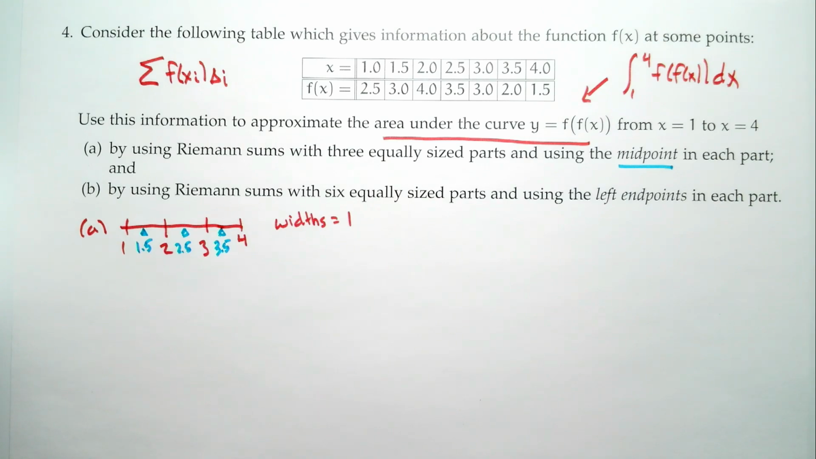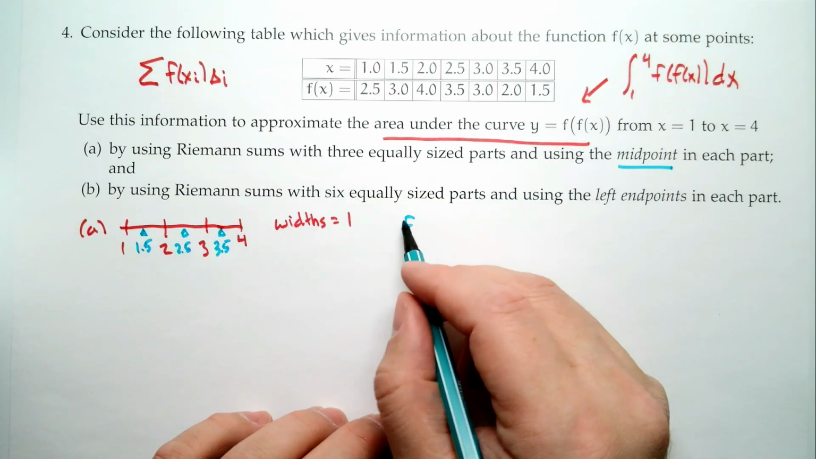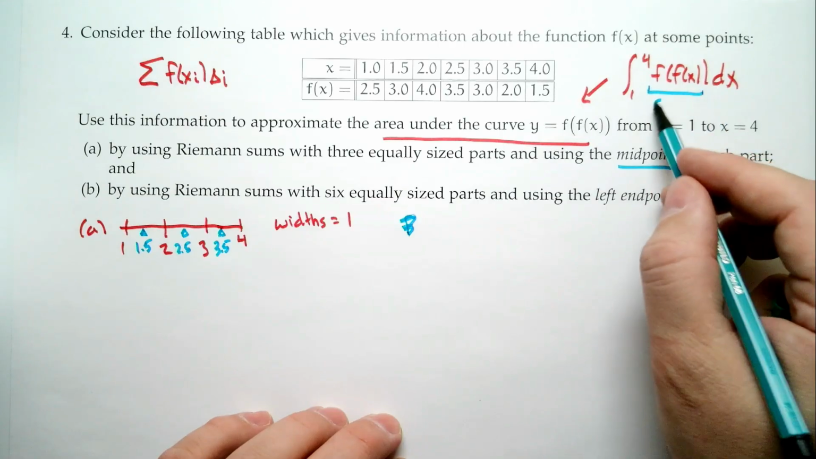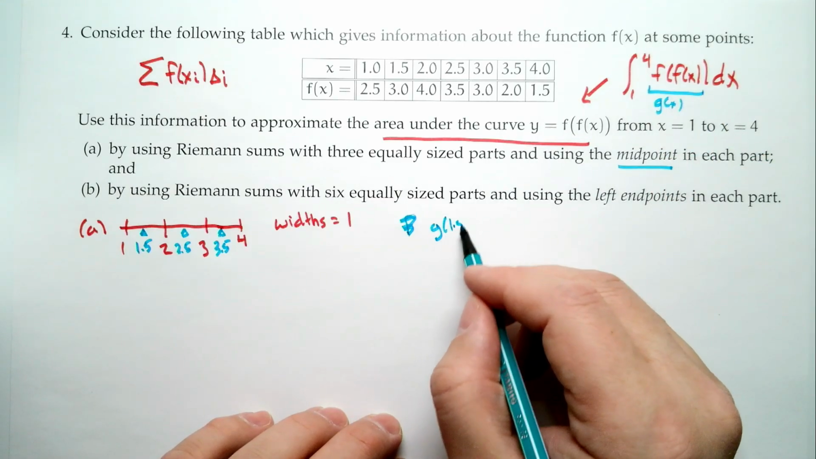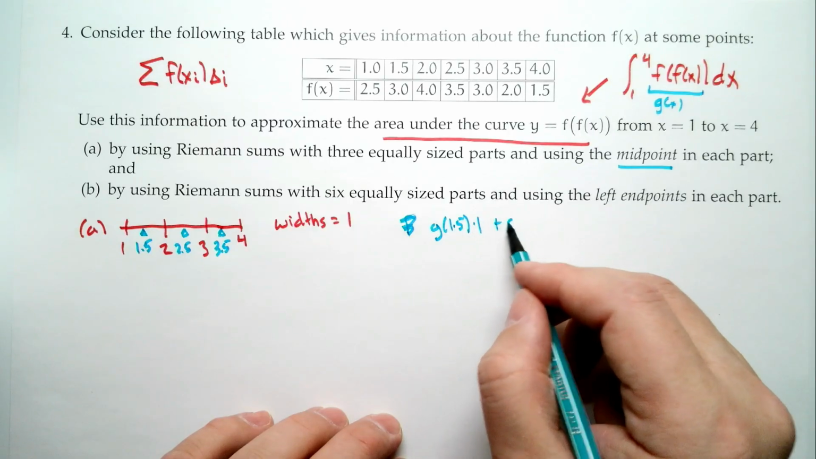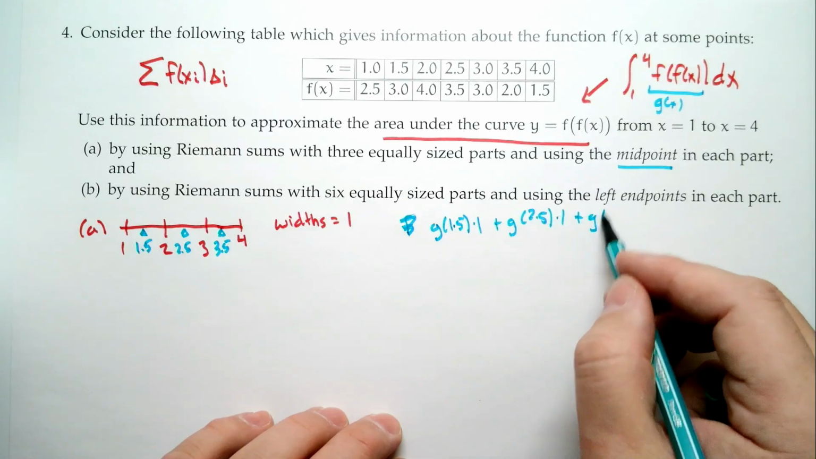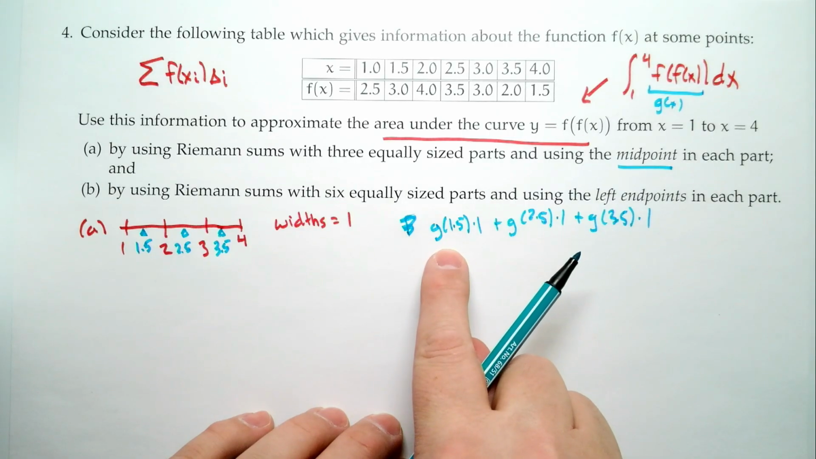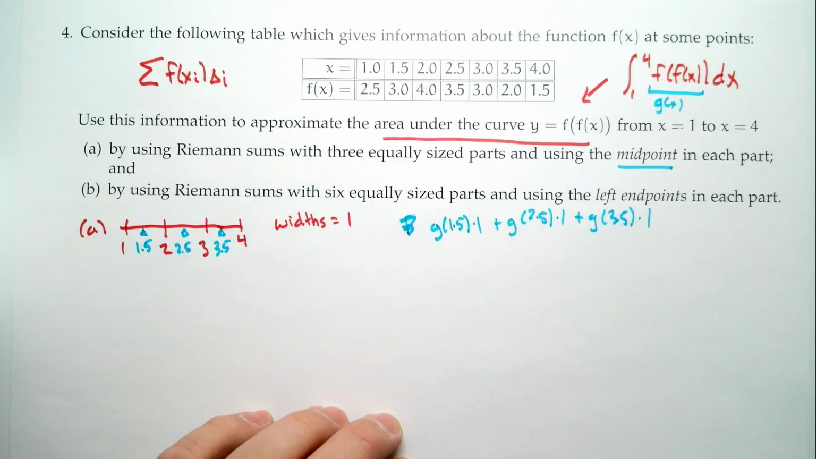So our Riemann sum will look like the following. We're going to take the function, which I'm going to call g of x, just for reference. So g at 1.5 times 1 plus g at 2.5 times 1 plus g at 3.5 times 1. So the function evaluated at the point times the width. And there we go.